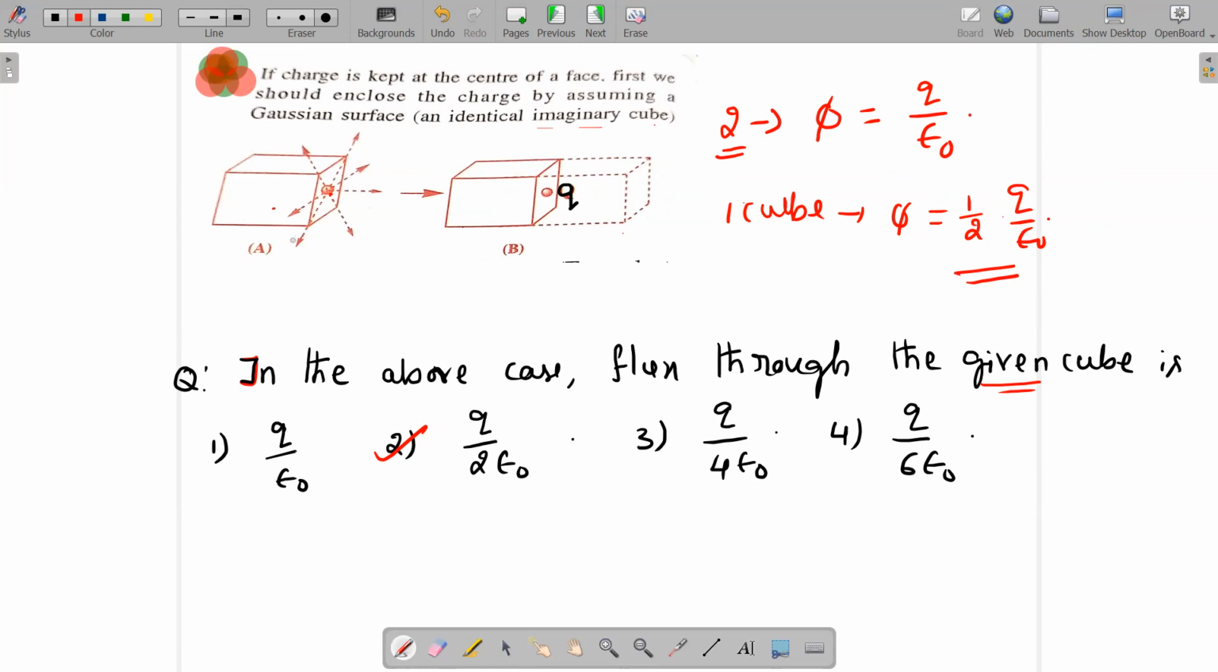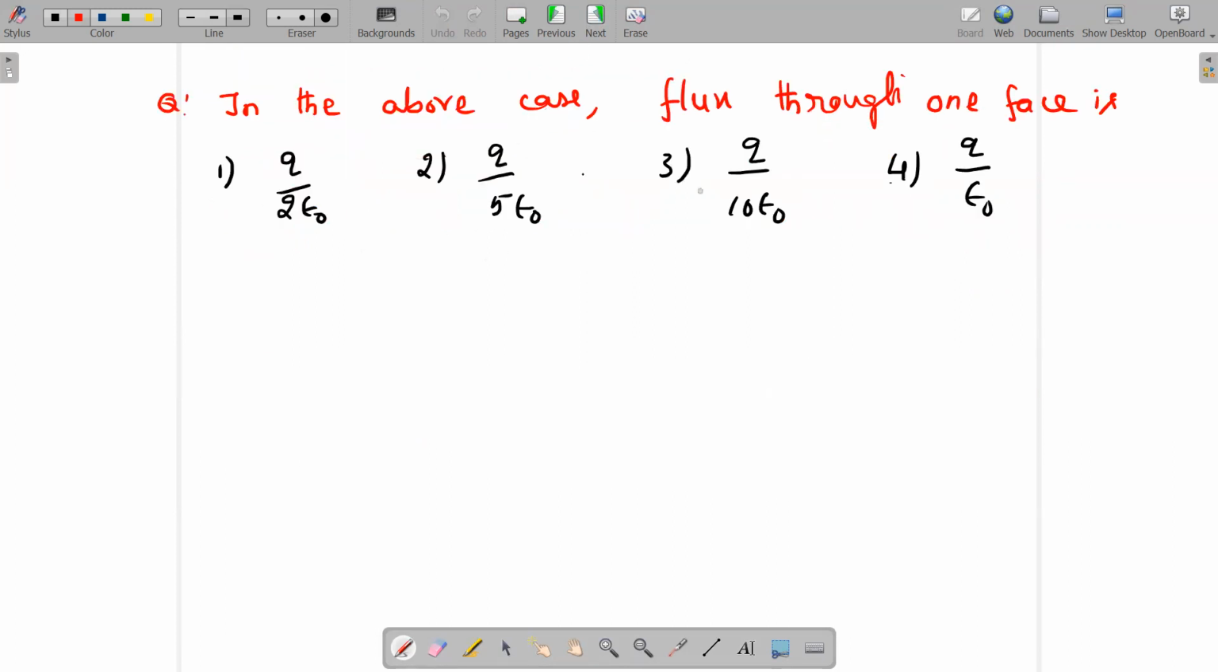So the remaining 5 faces will contribute to the flux. In one cube, the flux through one cube is this much, which means how many faces are contributing? 5 faces. The flux through 5 faces is nothing but q by 2 epsilon naught. The flux through a given cube is this much, which means this is through 5 faces.